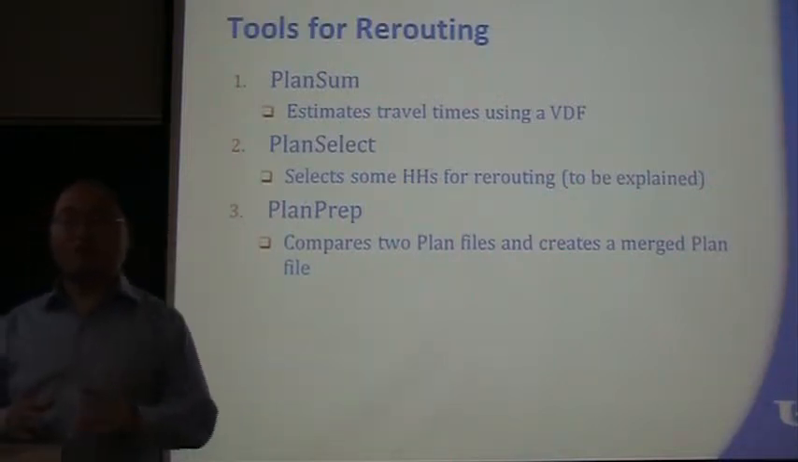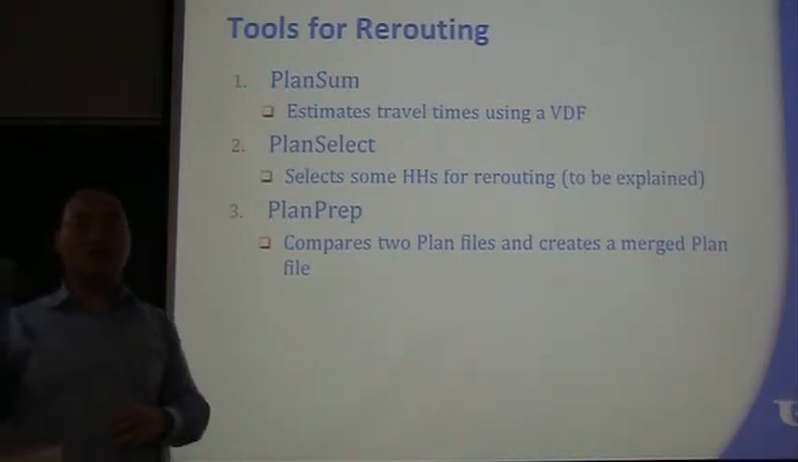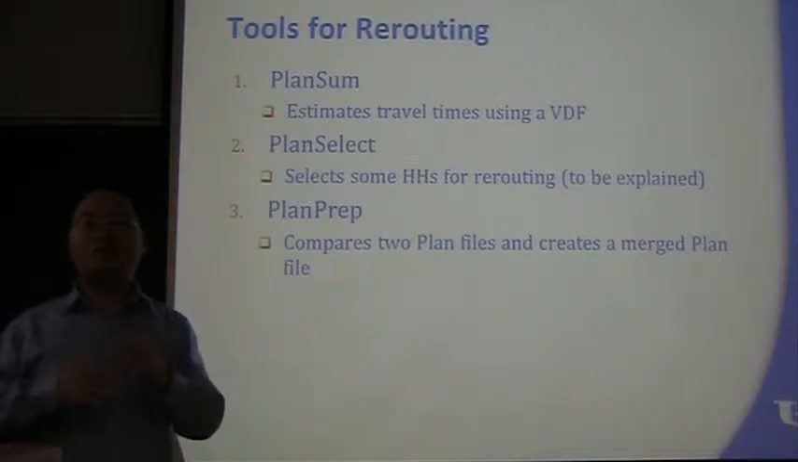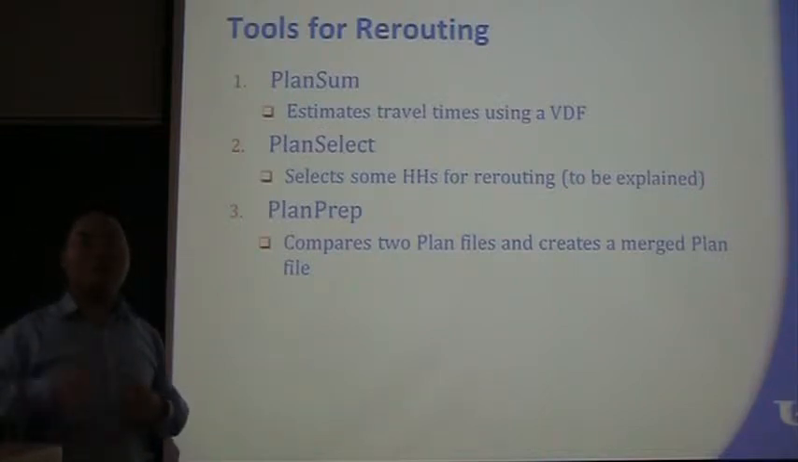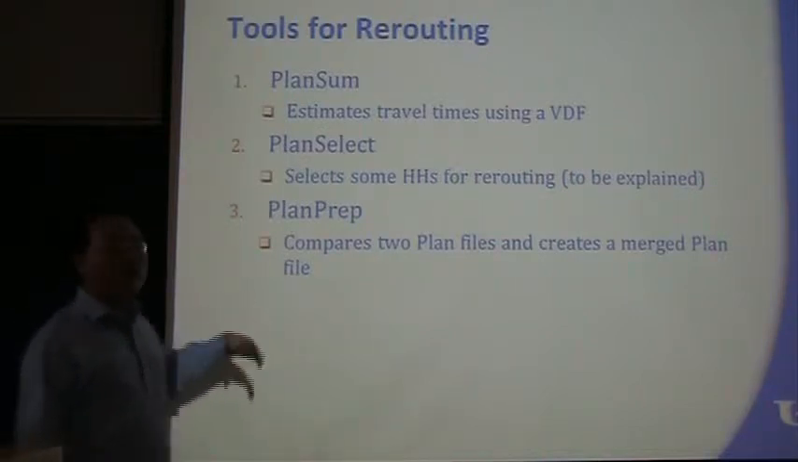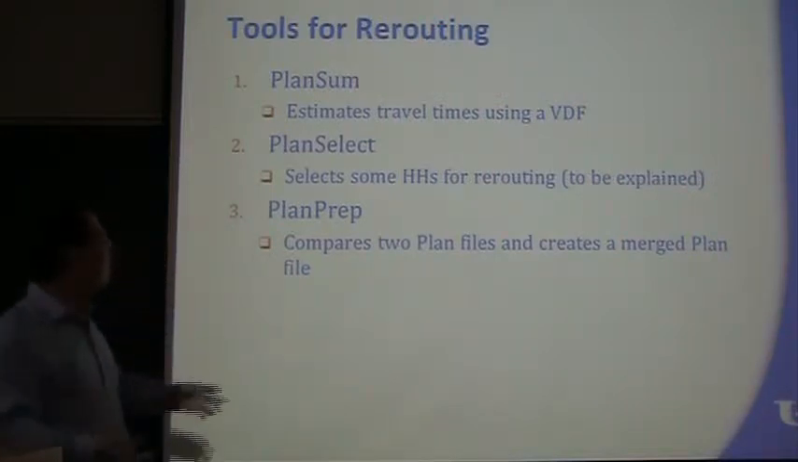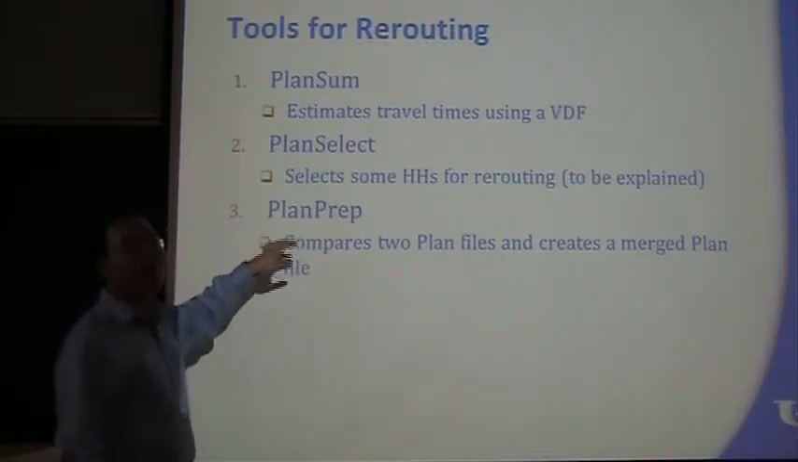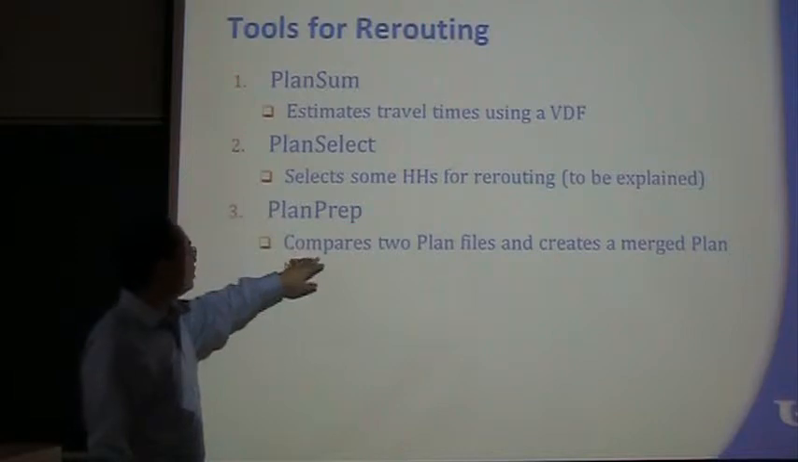In Transims, the plan file can be sorted in two ways: either by the traveler's IDs or by the start time of each plan. By default, it's sorted by the traveler's IDs. For micro simulator, the plan file needs to be sorted by the start time of each trip, of each plan. So that's why we need to sort the plan file. That's the first function.